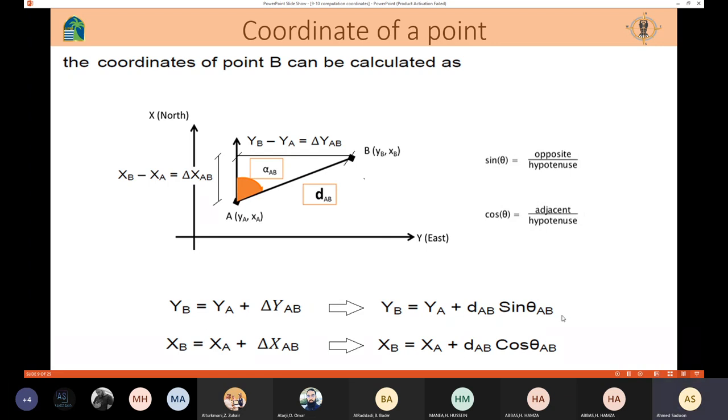So now, the beauty about this expression is that we know the value of everything, which is given for us. We know the value of YA, it was given for us. We know the distance from A to B, it was given for us. And also we know the azimuth here, which is given also for us.